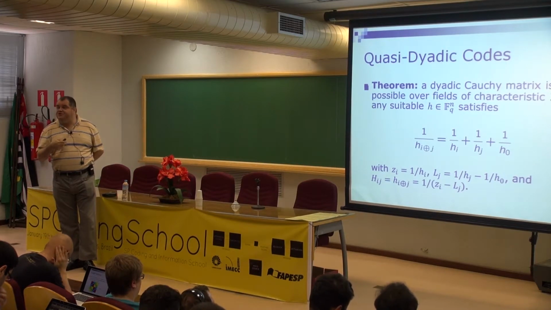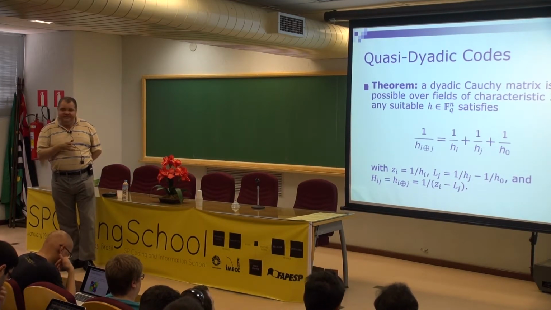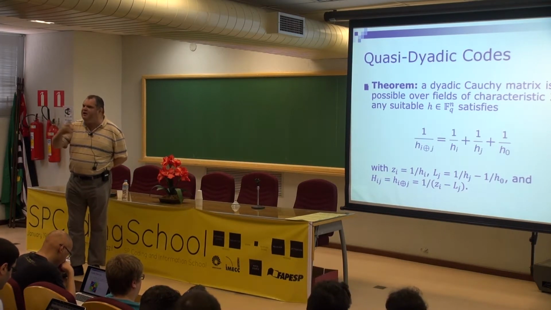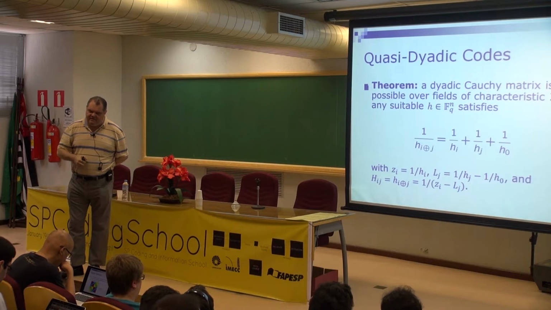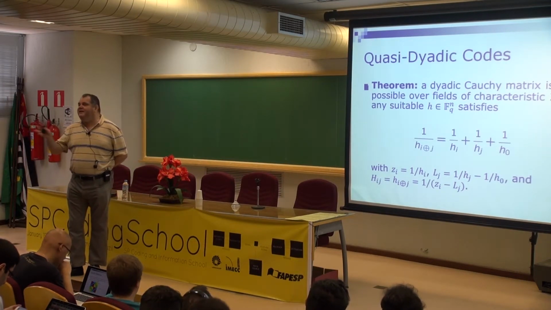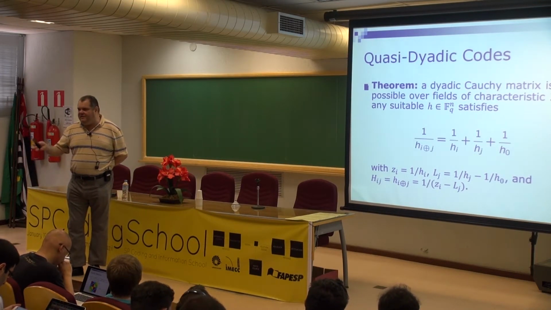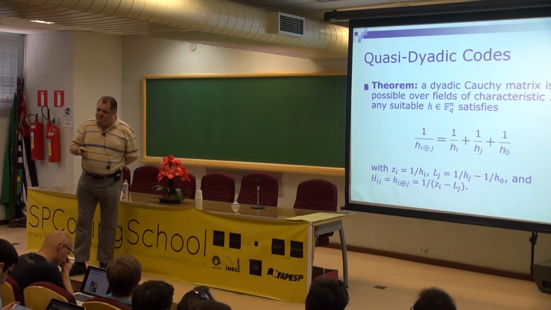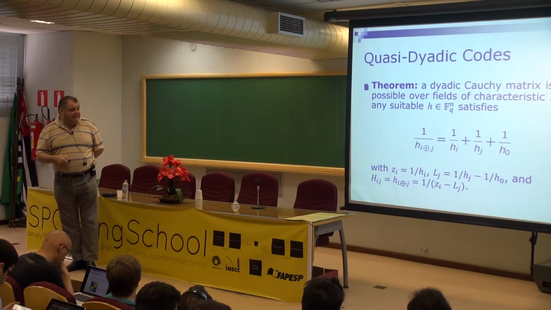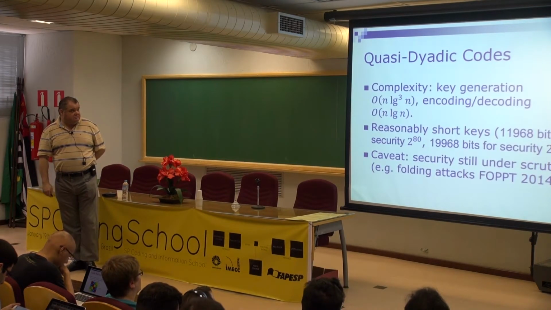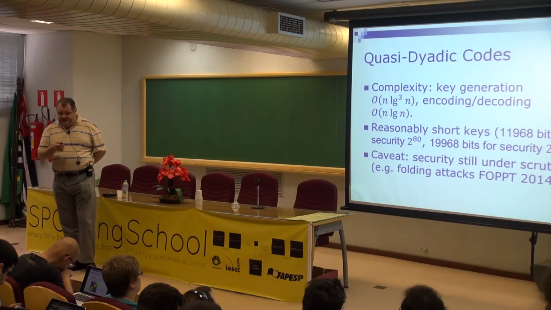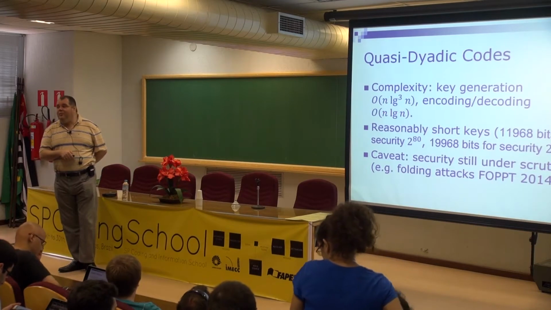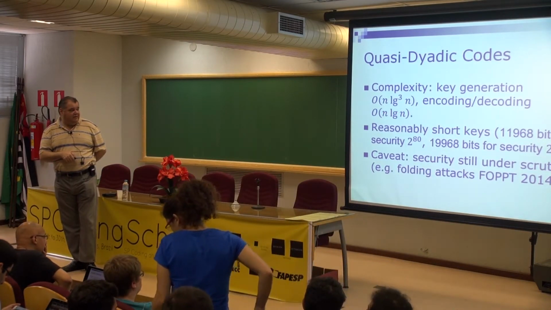There is a very large number of dyadic Cauchy matrices in the binary case. You actually can do the same in larger characteristics. You can have not a dyadic but a triadic matrix in characteristic 3, pentadic matrix in characteristic 5, and so on, but there's no advantage in using that. Key generation has almost linear complexity. Encoding and decoding have almost linear complexity as well.